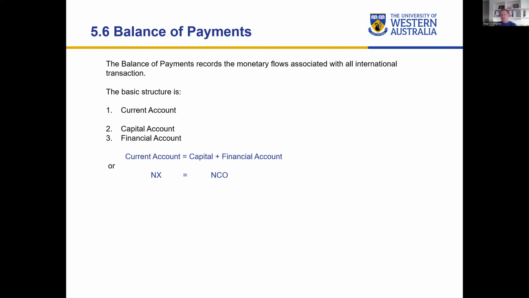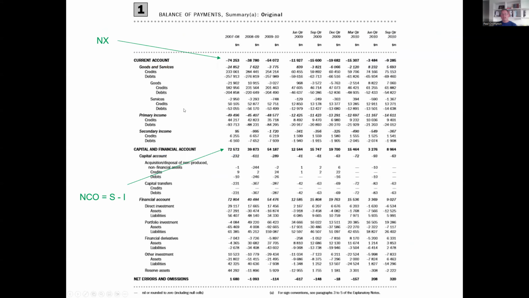Is that correct technically? No. I'm having to stretch definitions here a long way. Does that matter that I'm doing that for now? No, of course it doesn't. If it mattered, I wouldn't do it. So I'm going to say very loosely that this value here is the value of net exports in Australia, 2007-2008, minus 74 billion. And in the next year, net exports were 38,780 million, etc.